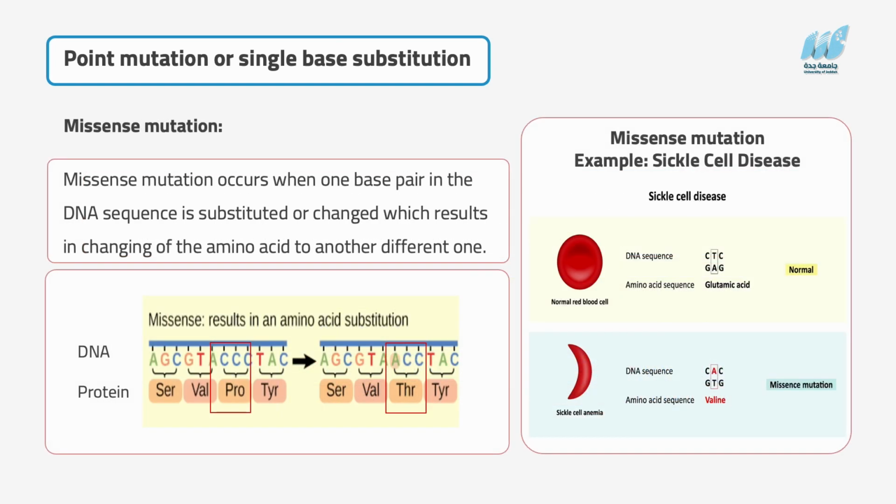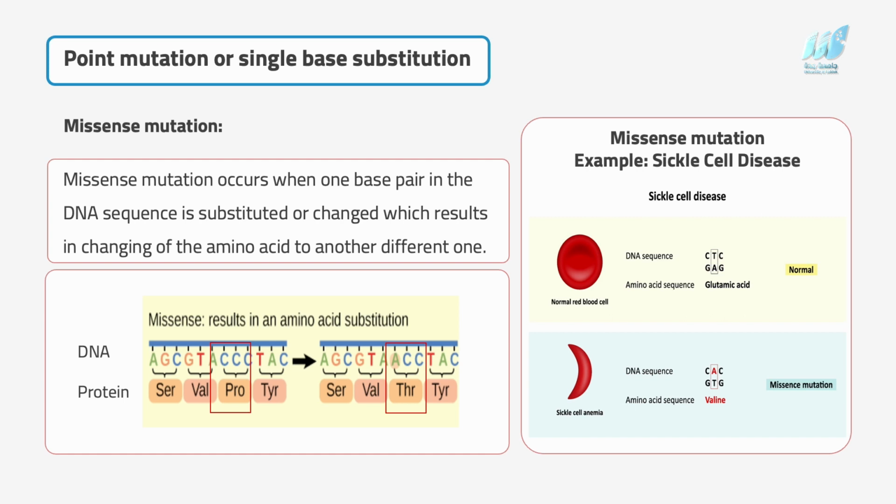The second type of point mutation is the missense mutation, which occurs when one base pair in the DNA sequence is substituted or changed, as you see in the DNA sequence, in which C is substituted with an A, which results in changing of the amino acid to another, different one.